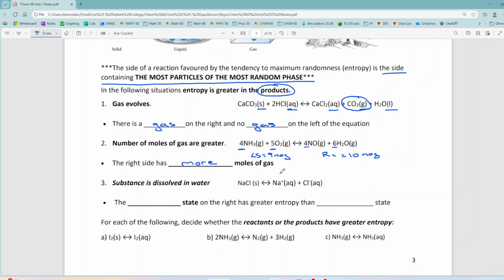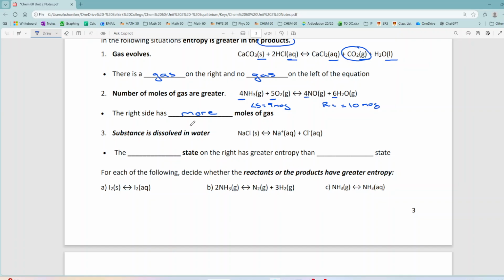The last example here is a substance dissolved in water. So if you look at this one, we have a solid on the left, but we have an aqueous on the right. So it's the same explanation. We're not involving a gas, but we are saying that the aqueous state on the right has greater entropy than the solid state on the left. Right? Okay, so here's 3 examples. I want you to pause the video and see if you can answer which side has greater entropy, reactants or products.